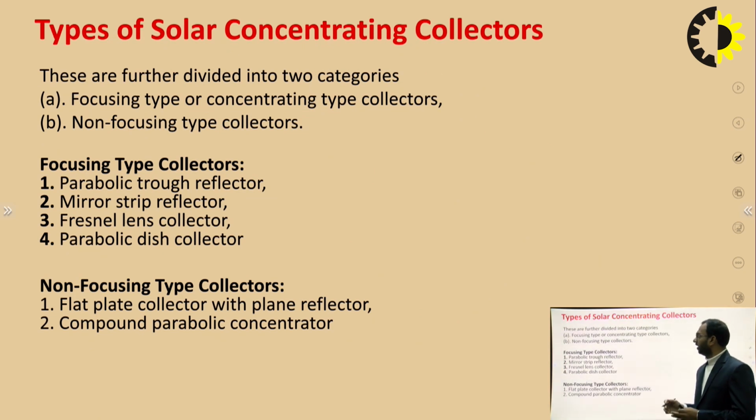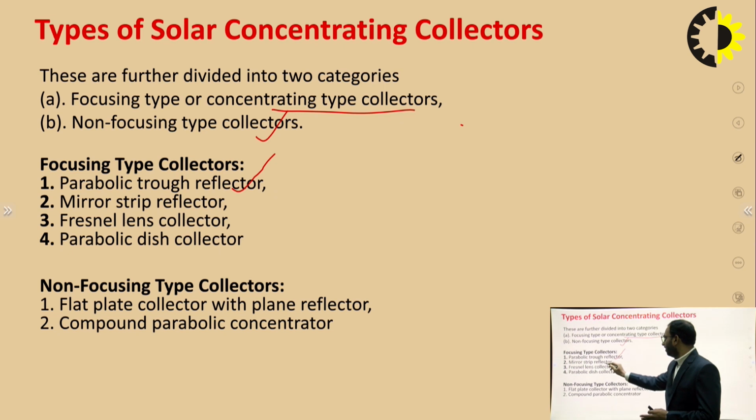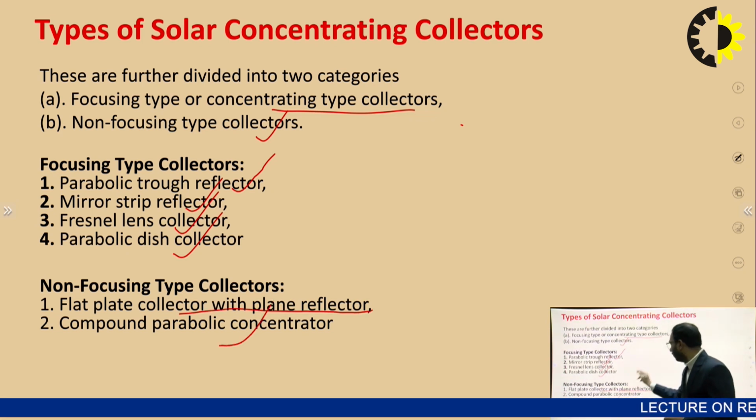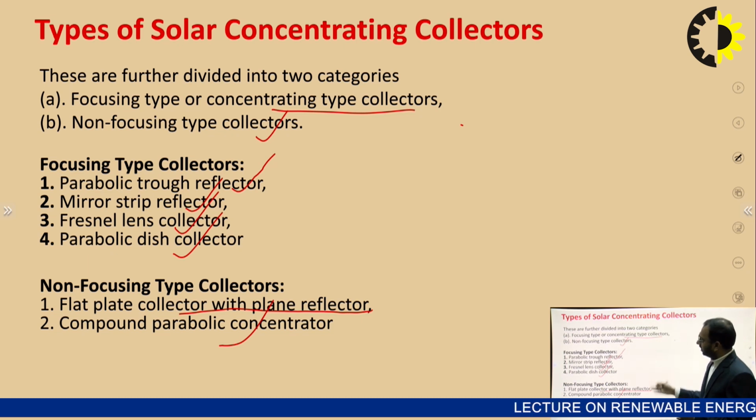Then what are the types of concentrating type collectors? These are further divided into two categories: focusing type and non-focusing type collectors. Focusing type collectors are further classified into parabolic trough reflector, mirror strip reflector, Fresnel lens reflector, and parabolic dish collector. Non-focusing type collectors are further classified into flat plate collector with plane reflector and compound parabolic concentrator. So these are the classifications of concentrating type collectors.